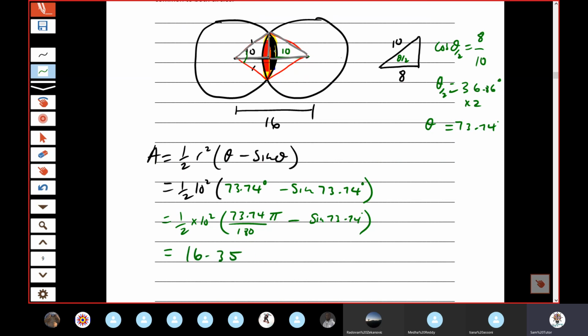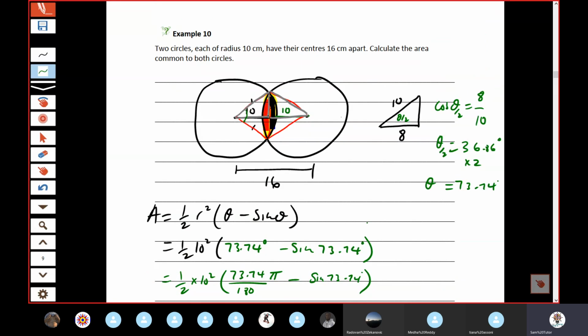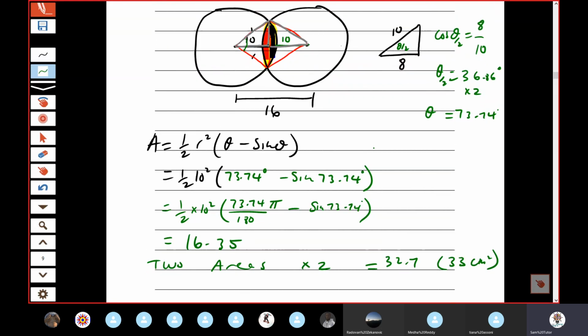But I did say that it's going to be the black, let's say, plus this red area. So we're going to times that answer by two areas, times 2, equals around 32.7 or 33 centimeters squared. That was a hard one. Hard because obviously we gave you nothing. You have to pretty much work it all out.